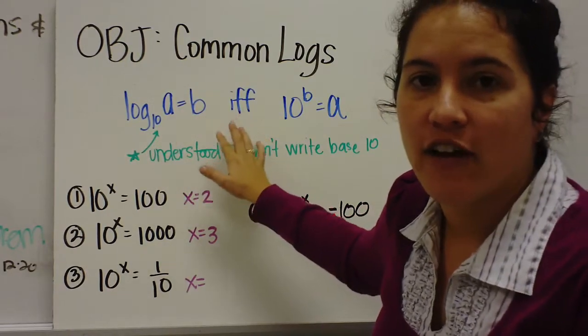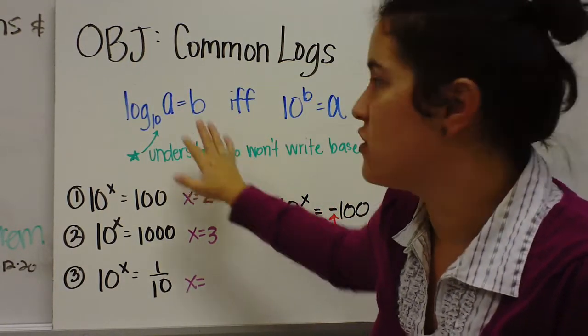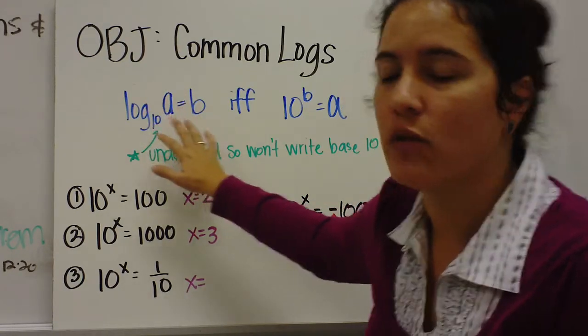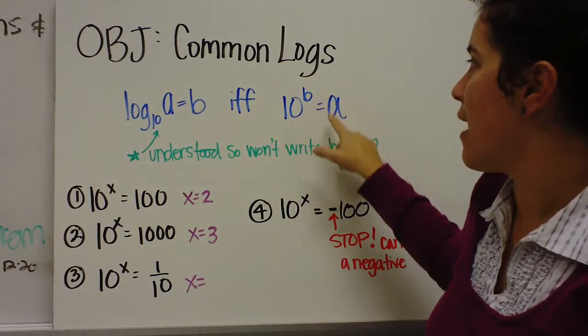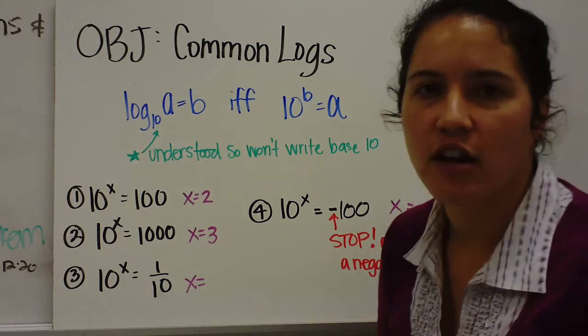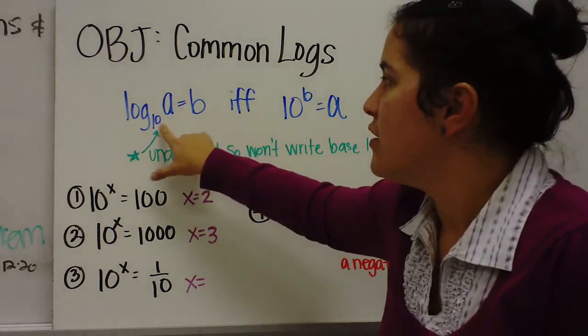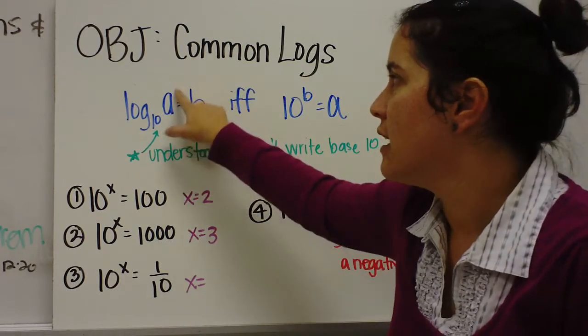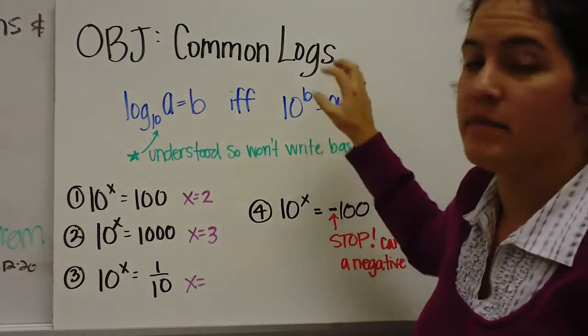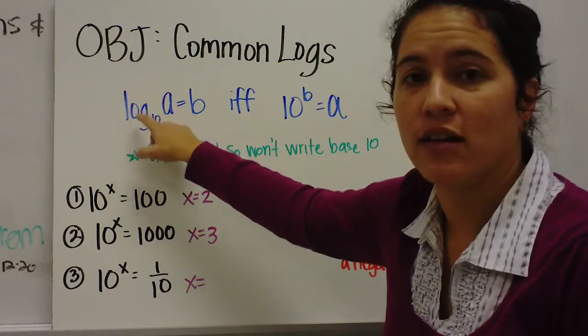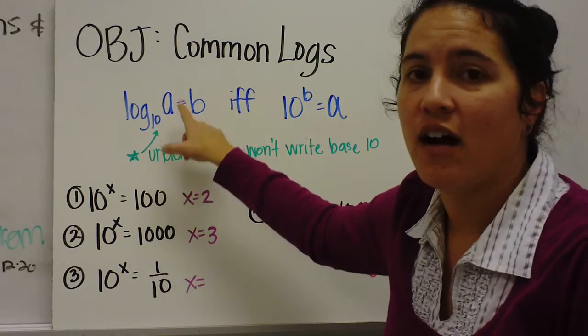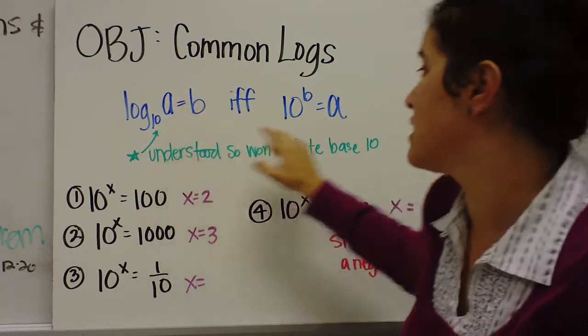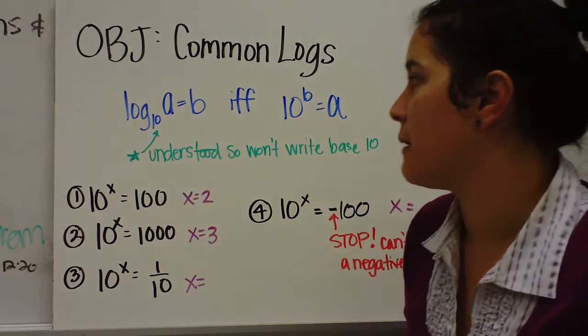And this IFF means if and only if. So the only way for this to be true is if and only if 10 to the B power equals A. So I know I showed you that loop last time. What this means is 10 to the B power equals A, and then to undo an exponential function, you would take the log base 10 of A equals B, which means 10 to the B power equals A.